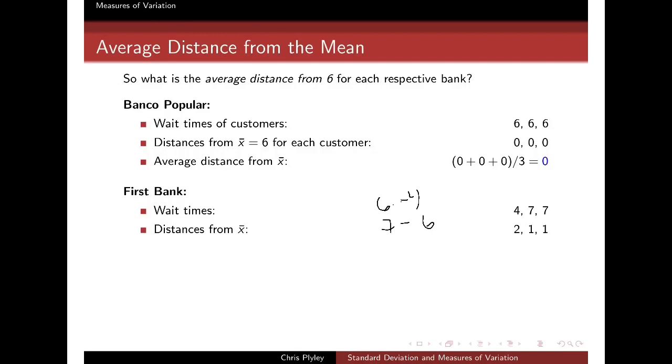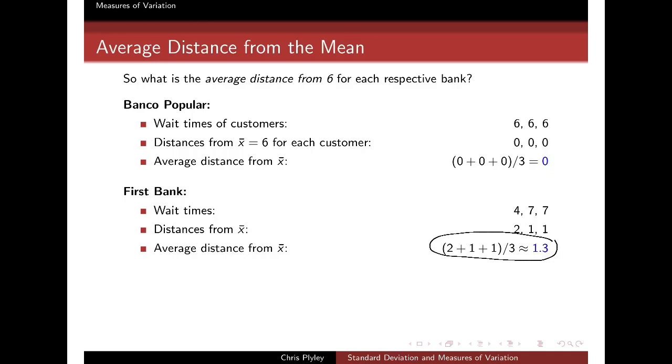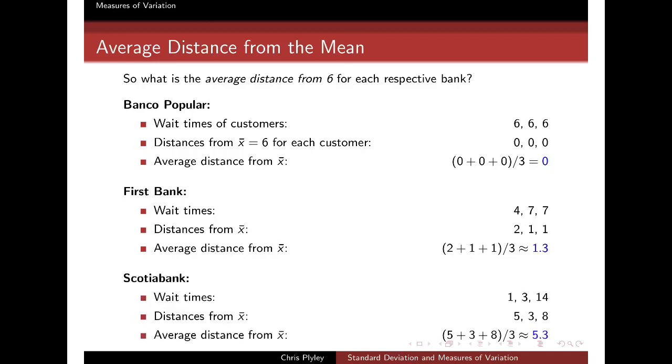And so the average of these three numbers, 2, 1, and 1, is 1.3. So at First Bank, customers waited an average of 1.3 minutes, either above or below that 6-minute average waiting time. And at Scotiabank, of course, things were a little bit more hectic there, and customers actually ended up waiting an average of 5.3 minutes, either above or below that 6-minute average waiting time.